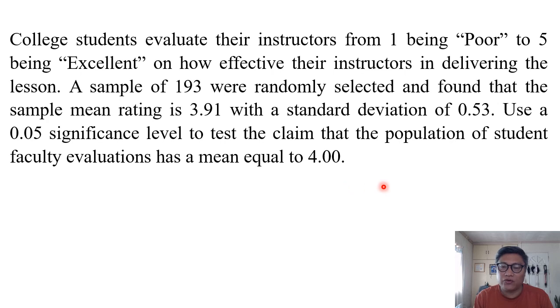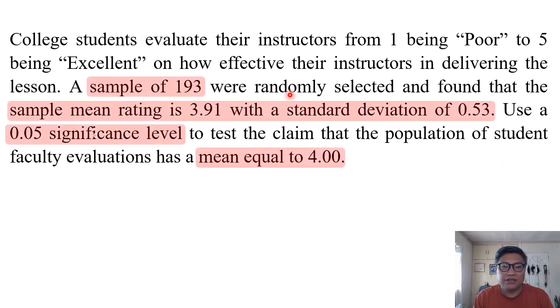4.00. So what we're going to do here is to identify the given data. We have a sample of 193. This is the sample mean of 3.91 based on the sample of 193 with a standard deviation of 0.53. Then we are asked to find whether or not it is significant at 5% or 0.05 that the sample value that we had, 3.91, is different from 4.00 as the hypothesized mean value.